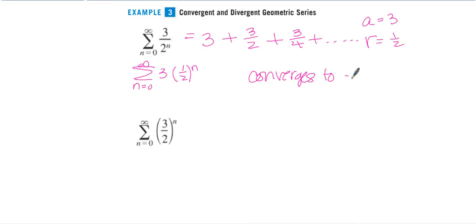Not only does it converge, it converges to a over 1 minus r. So 3 over 1 minus 1/2, or 3 over 1/2, or 6. And so if we started adding these terms together, you'd see that eventually the sum of those values would get closer and closer to 6.